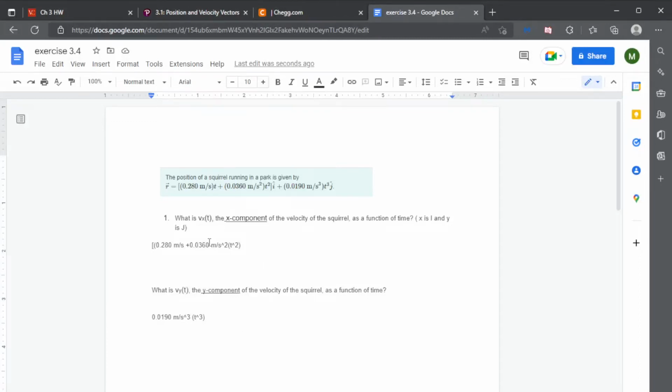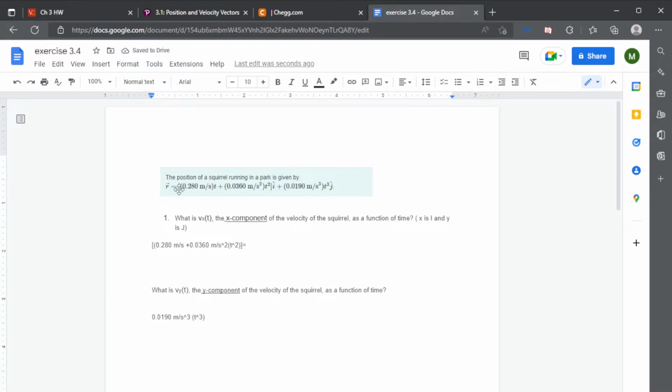Exercise 3.4. What's the x component of the velocity of the swirl as a function of time? This one I will explain to you why I put this here. It asks for the velocity of the swirl as a function of time, and since it's looking for the x component, they give you this equation right here.